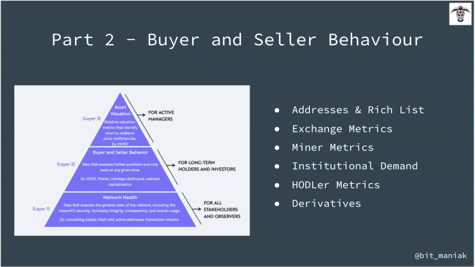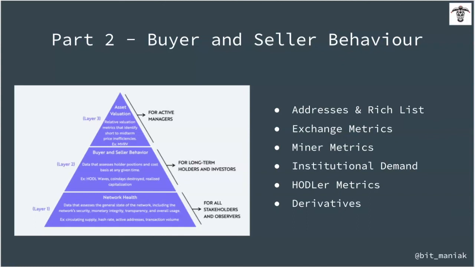Then we're going to talk about hodlers. This is one of my favorite topics. Hodlers are perhaps the most important part of the ecosystem. I'll explain why. We'll introduce the key metrics that help you monitor their activity and understand how bullish or bearish they could be feeling. And then finally, we're going to wrap this up with a discussion around derivatives.